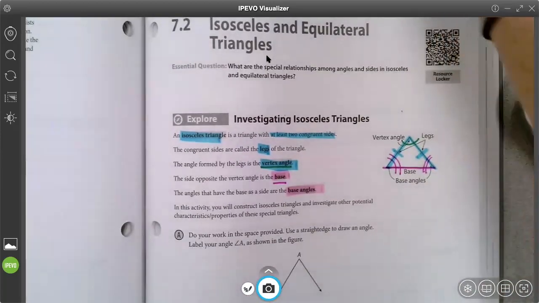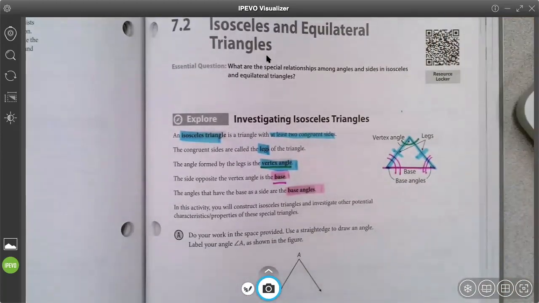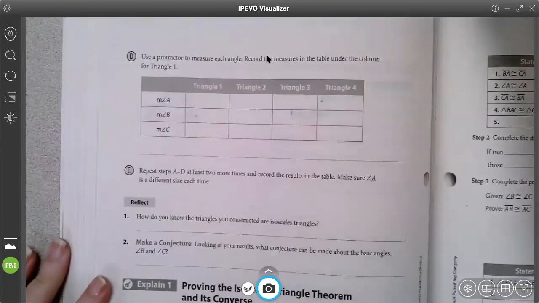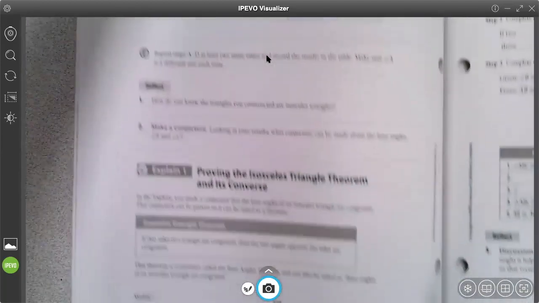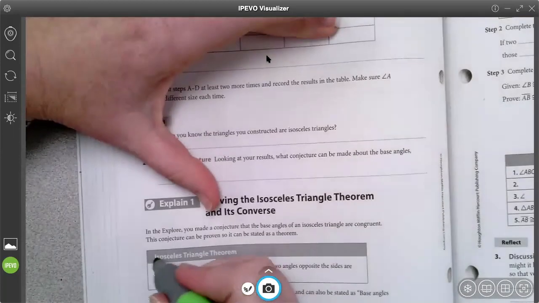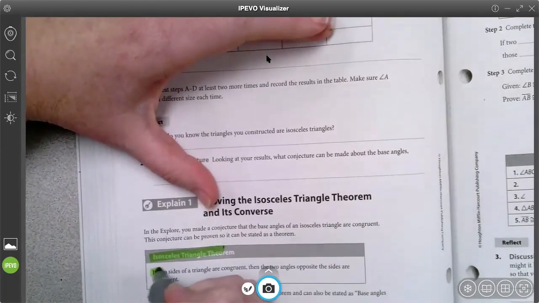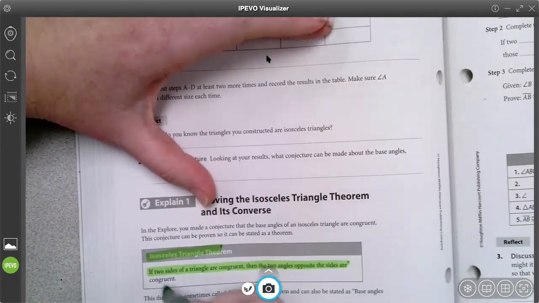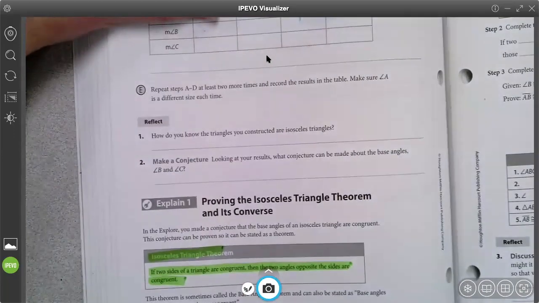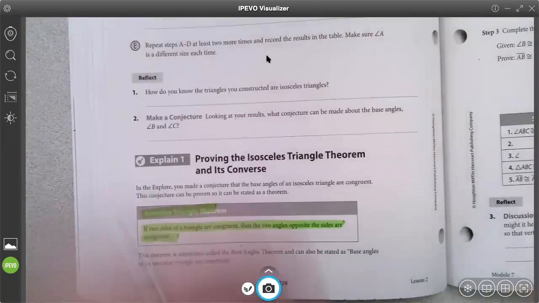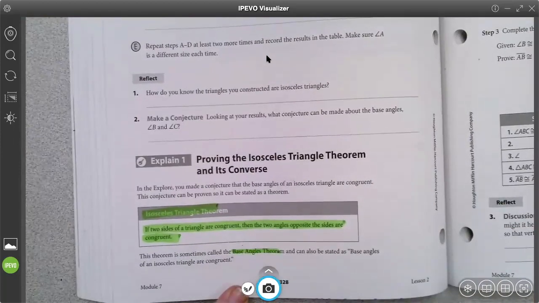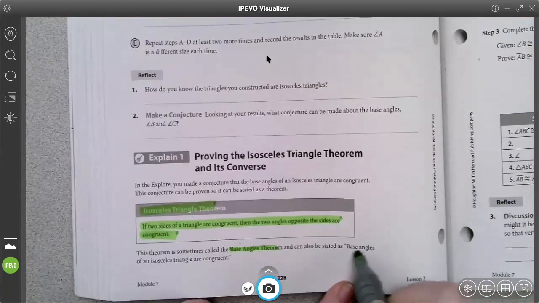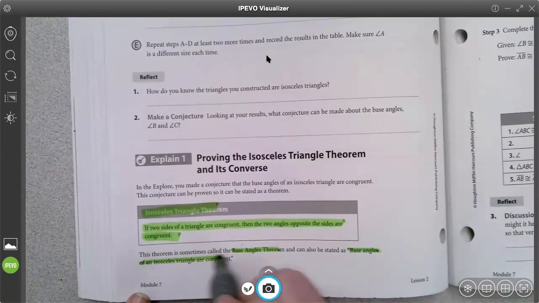The next little item in the book is for constructions, but we're going to save our constructions and do those later. So turn your page. And we have the isosceles triangle theorem at the bottom of the page. The isosceles triangle theorem says, if two sides of a triangle are congruent, then the two angles opposite those sides are congruent. Underneath the box, you'll see that it's also called the base angles theorem and can be stated as well as base angles of an isosceles triangle are congruent.